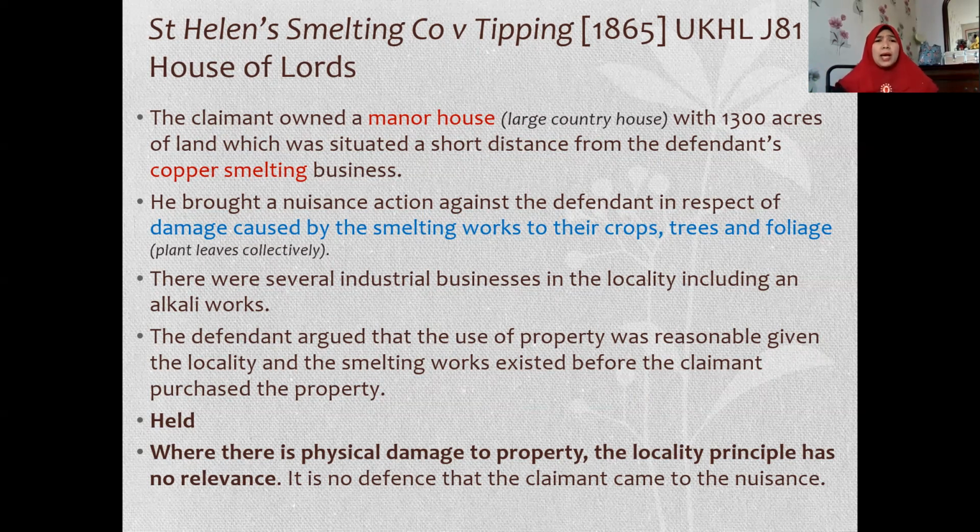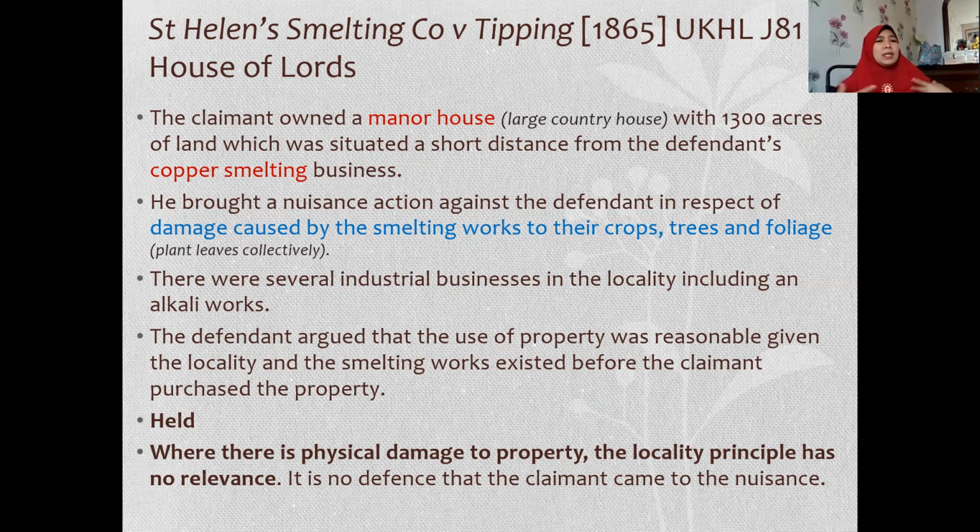He owned a factory. The claimant, the owner of the house, brought nuisance actions against the defendant in respect of the damage caused by the smelting works to their crops, meaning that the crops, plants, trees and foliage were affected. Foliage means plant leaves, basically all the leaves. They were all damaged because of the copper smelting activities. And in that area, there were several industrial businesses in the locality, including an alkali works.